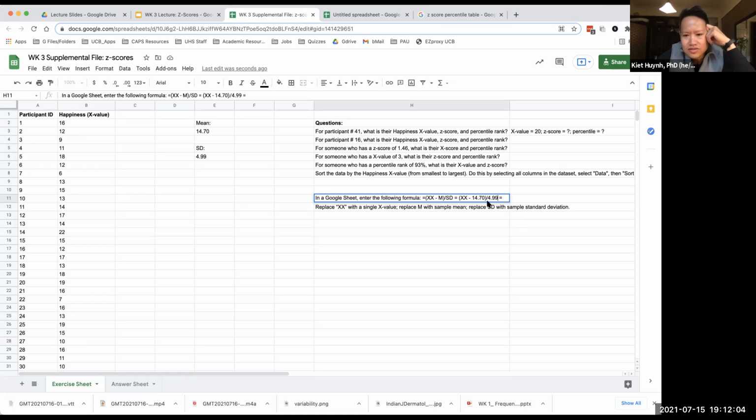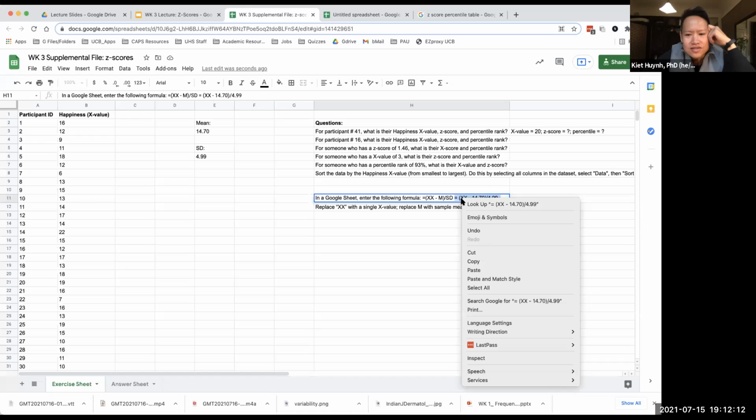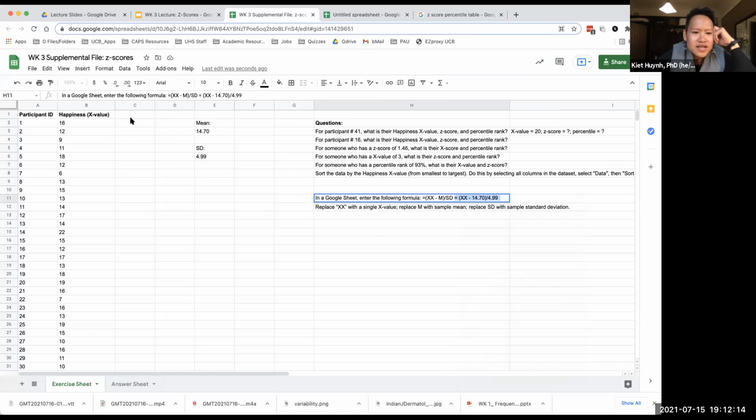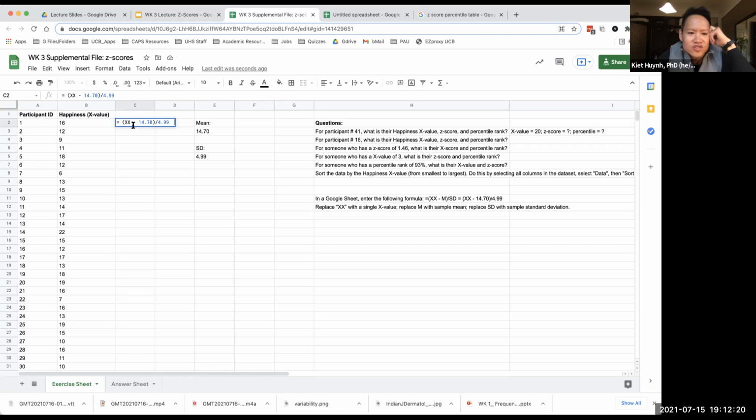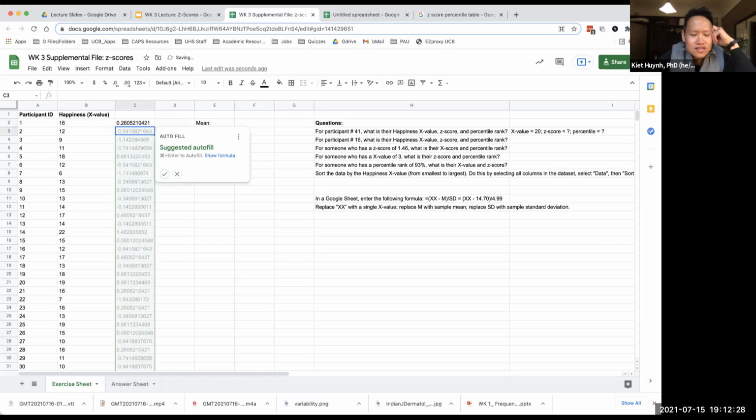Okay, so now we have the formula. Well, all we need is the X. So what I'm going to do is copy this here and paste it here. Remember, since it starts with the equal sign, it turns into a formula to compute. And we need to fill this X with a value in the X cell and hit enter.